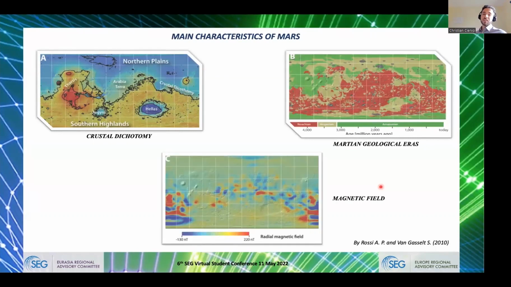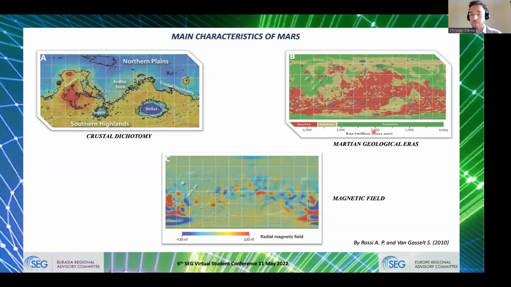About this crustal dichotomy, that is the division between the northern hemisphere and the southern hemisphere, we can see that the northern hemisphere is void of craters. That's an indicator that probably there was an ancient northern ocean over there. Instead, in the southern hemisphere, we have a lot of craters like the Hellas Planitia Basin, which is the topographic low on Mars's surface. And over there on the left, we have the Tharsis volcanic region, where Olympus Mons, the highest volcano in the solar system, 25 kilometers high, resides.